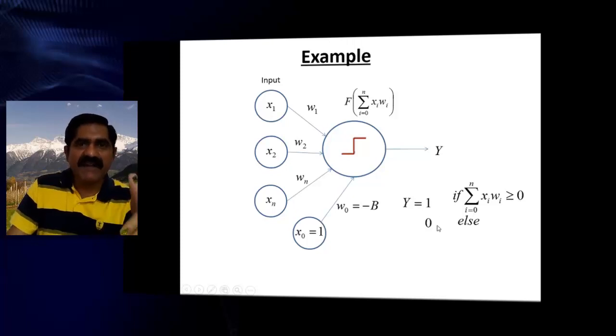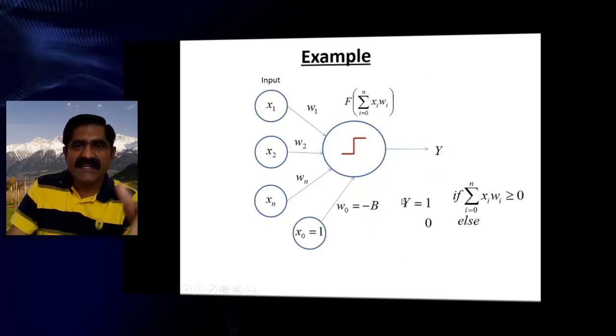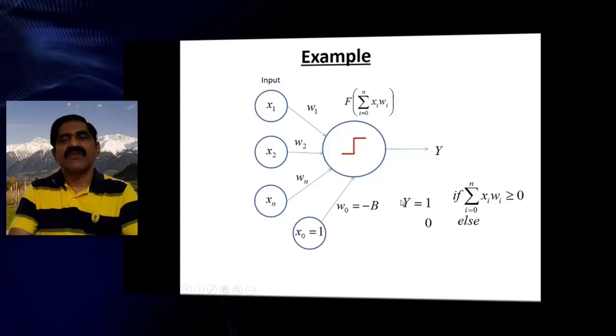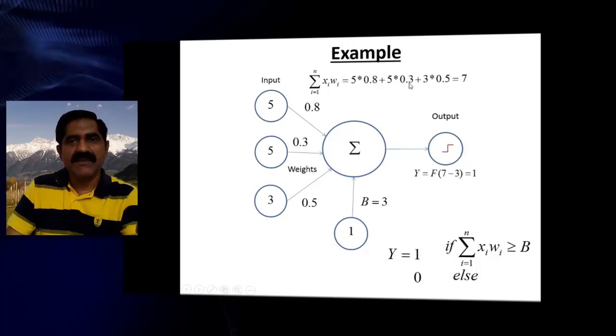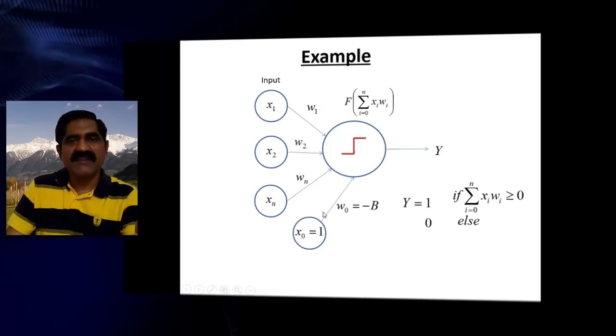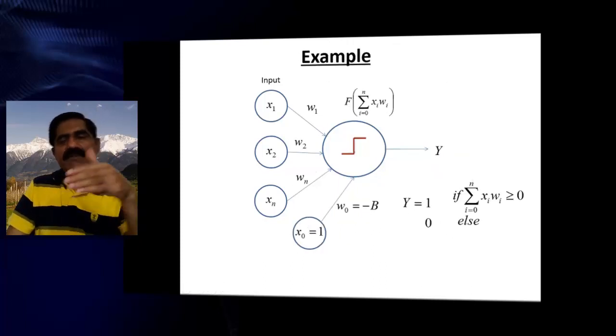So when you compare with the previous one, all these things are simplified as a single diagram. Like this you can work it out. In the previous example, we computed this as 7. Now the bias value 3 is kept as minus, so in the summation 7 minus 3 gives 4. Since 4 is greater than or equal to 0, the condition is satisfied and you get output 1, the same as earlier. So this is the introduction point of view.